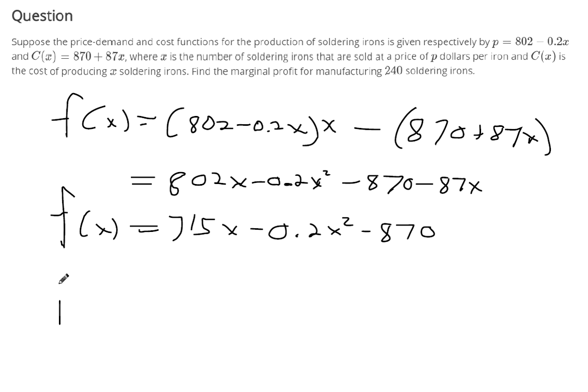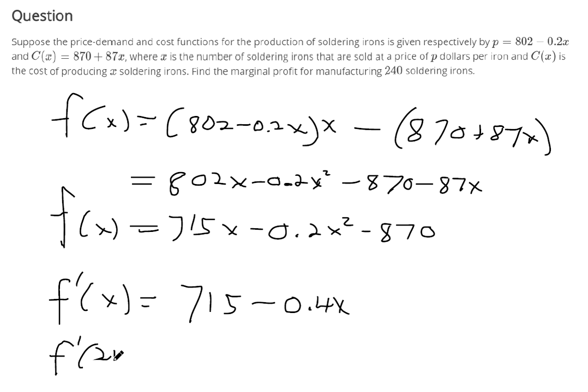Now they want the marginal profit, so that means they want to know how much it is changing at a certain point, for 240 soldering irons. So let's first find the derivative using the power rule, and then they want to know what the derivative is at 240. So how fast is the profit changing, the marginal profit, when we're producing 240 of these items?